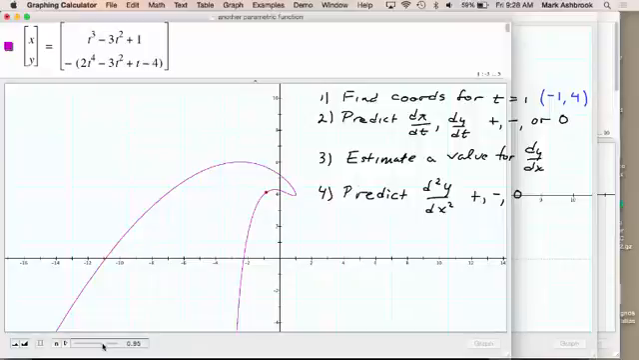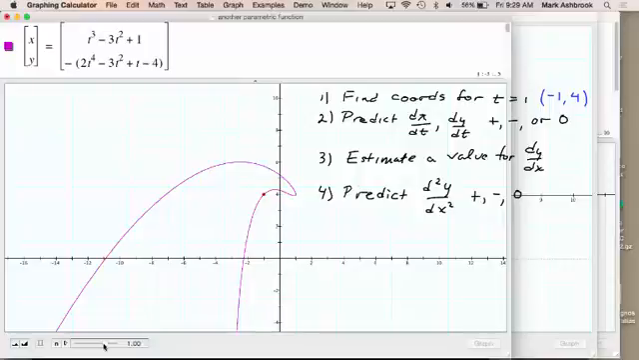Everyone votes. How many people say positive? How many people say negative? How many people say 0? Okay, the negatives have it. Why? Because at this moment, for a change in t, the next point would be a little bit to the left. So that's negative. What about dy/dt? Positive, negative, or 0? Negative again, because for a change in t, the new point would be lower, right? So you'd have a negative change in y, or the next point would be down below this point.